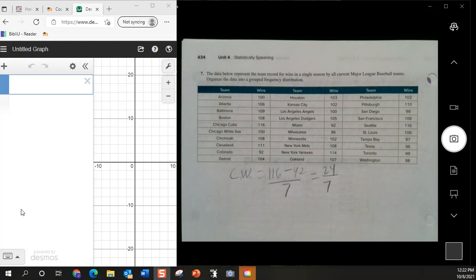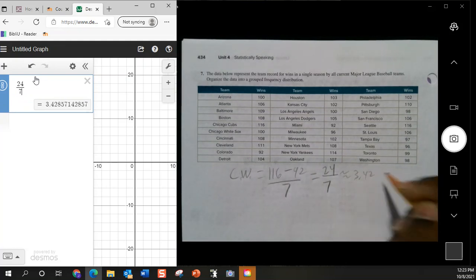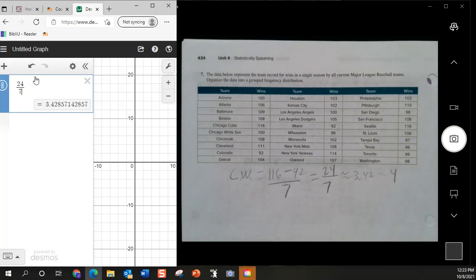24 divided by 7, we know it's going to be 3 point something. So let me type that in. 24 divided by 7 is 3.42. So we could say approximately 3.42. And then we will round that to 4, because remember, we will go up. So that means our width is 4.